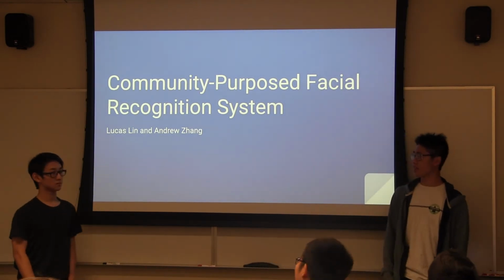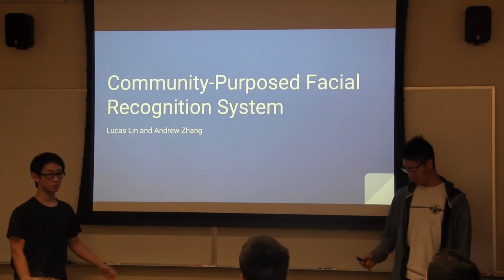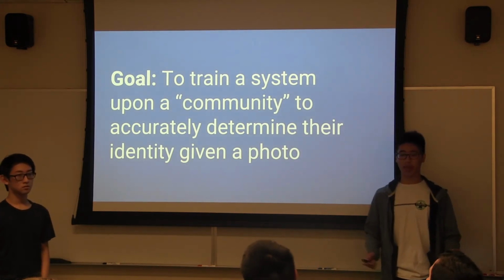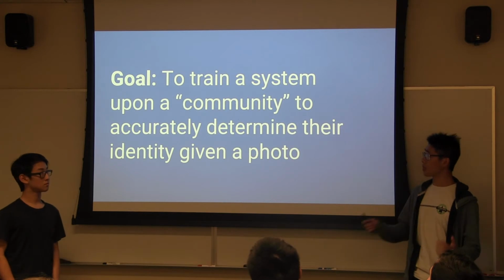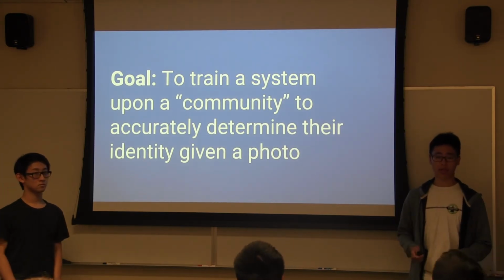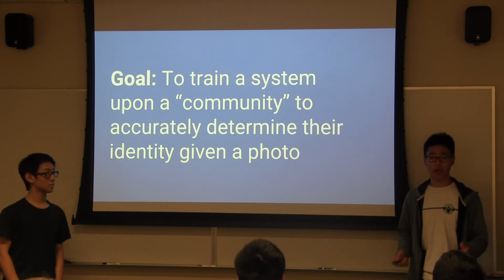I'm Lucas. I'm a sophomore in CS, and Andrew, I'm also a sophomore. So the goal of our project is to basically create a system where you can take a community and accurately determine identity for a given photo. For example, if you're walking around Stanford, you want to take a picture of someone's face and be able to know who they are in this community.